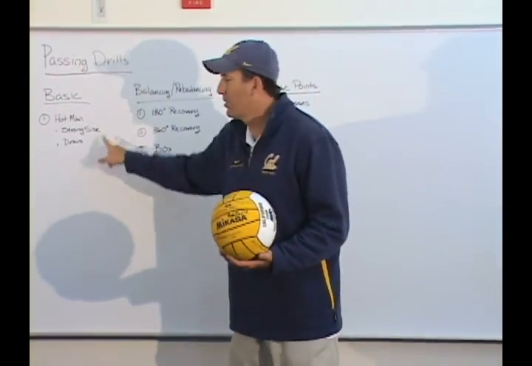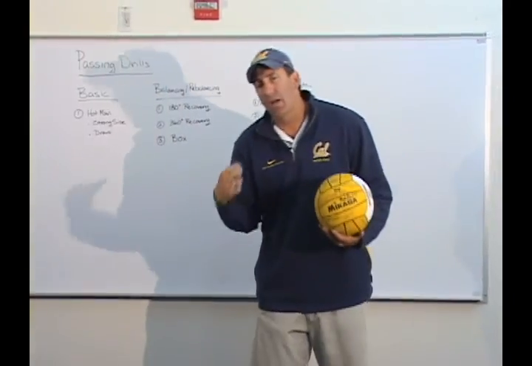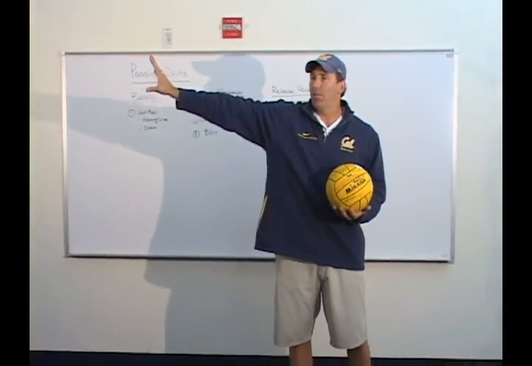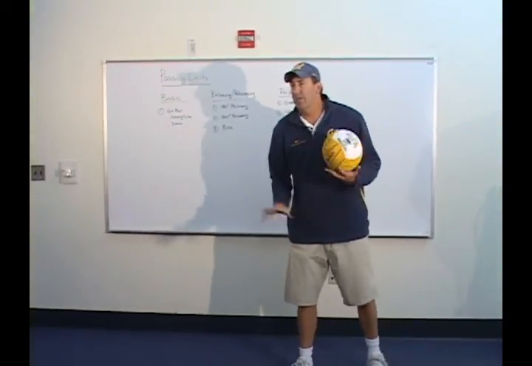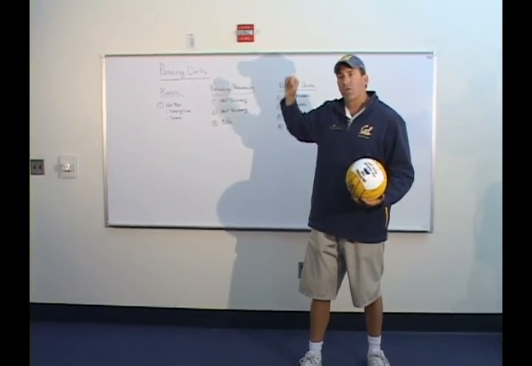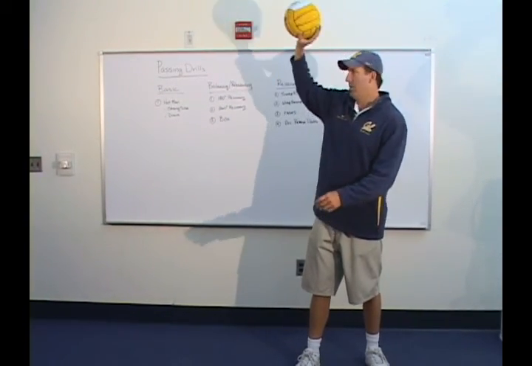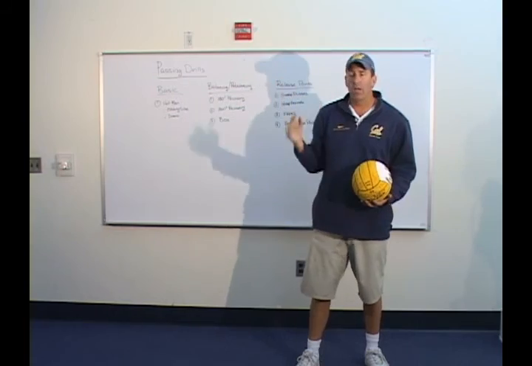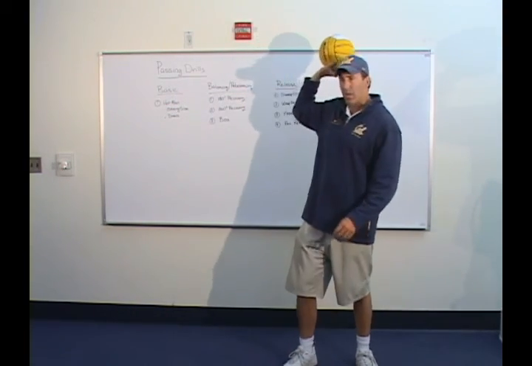The first one we're going to do is a strong side. Strong side meaning I'm right-handed. All my partners are going to be to my right side. They're going to be throwing the ball to me from the strong side. So I'm catching it from my right coming to me. I'm catching the ball and making the pass.